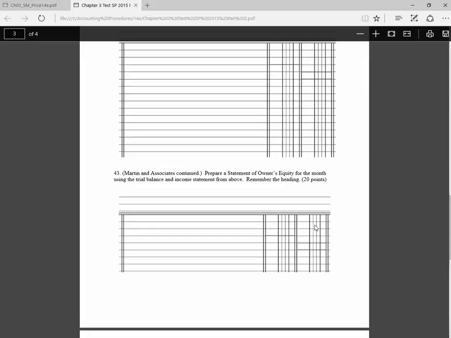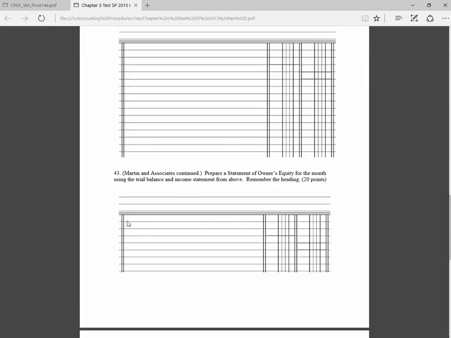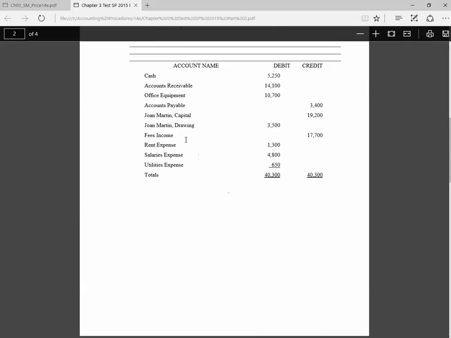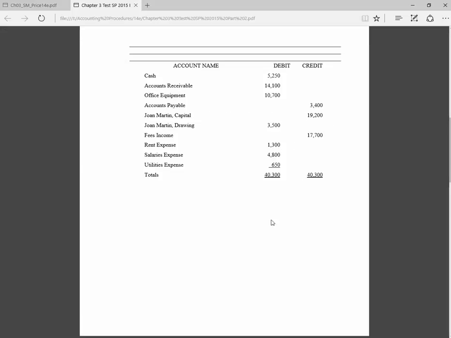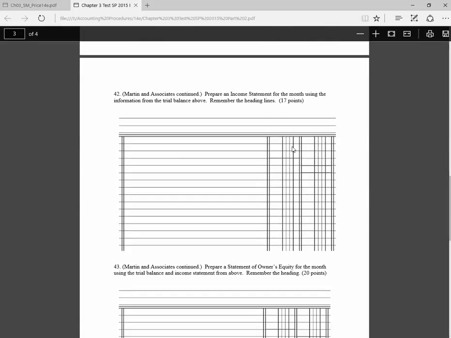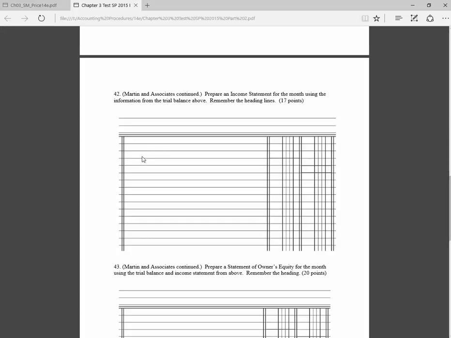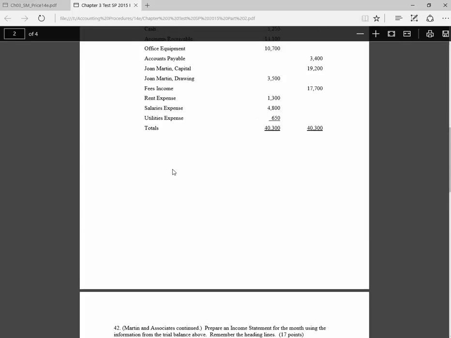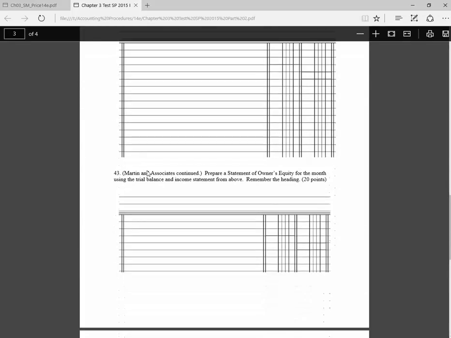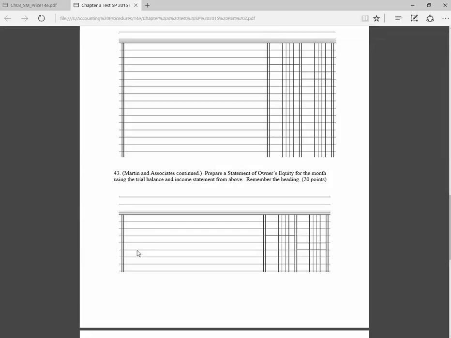Then to prepare your statement of owner's equity, of course you head it as appropriate. You start with the capital at the beginning of the month. You find that number by looking back at our trial balance. Joan Martin's capital was $19,200 at the beginning of the month. That's your starting point. Then you add or subtract in your net income or your net loss. You take out any drawings. Was there any drawings? Yes, we took out $3,500. So you'll take out your drawing, and then you will show your new capital for the end of the period.